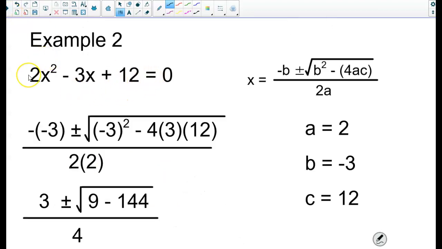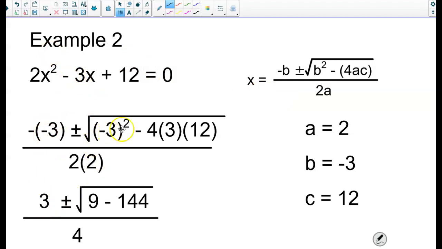Here's another example where the a is not a 1. The a in this case is 2, and if you notice, the negative 3 stays with the b, and the c is 12. In the front, negative 3 turns into a positive 3. So those negative signs are important. You can't lose it. If it was a positive, it's just negative b. So whatever the b term is, its sign is changed in the front here.